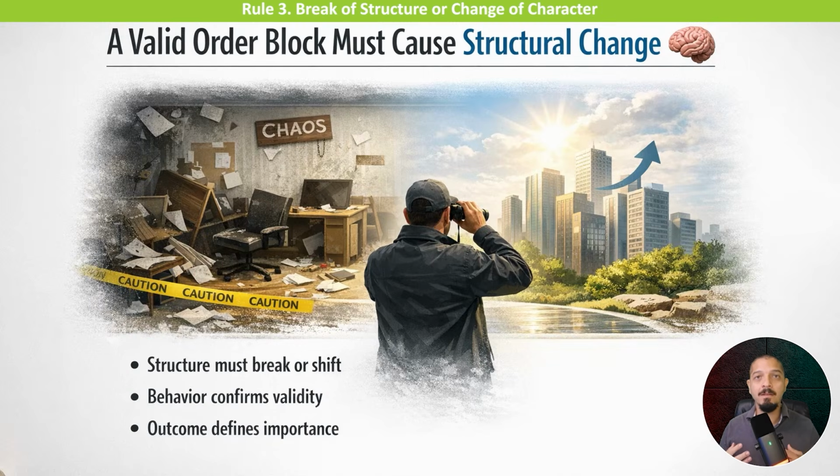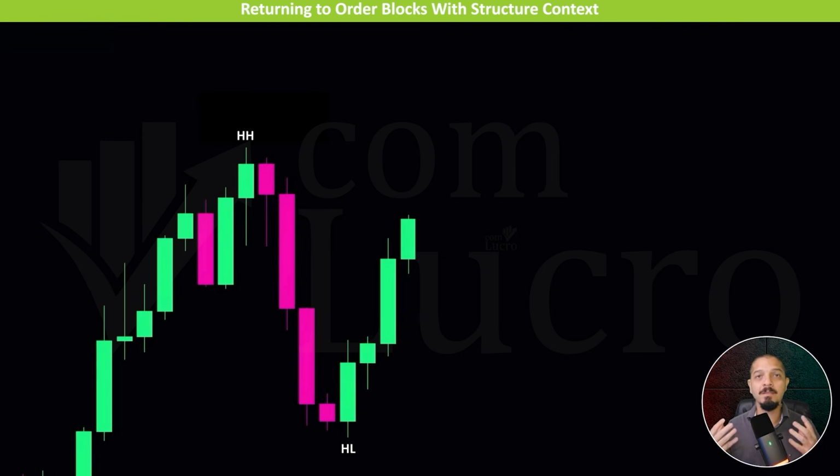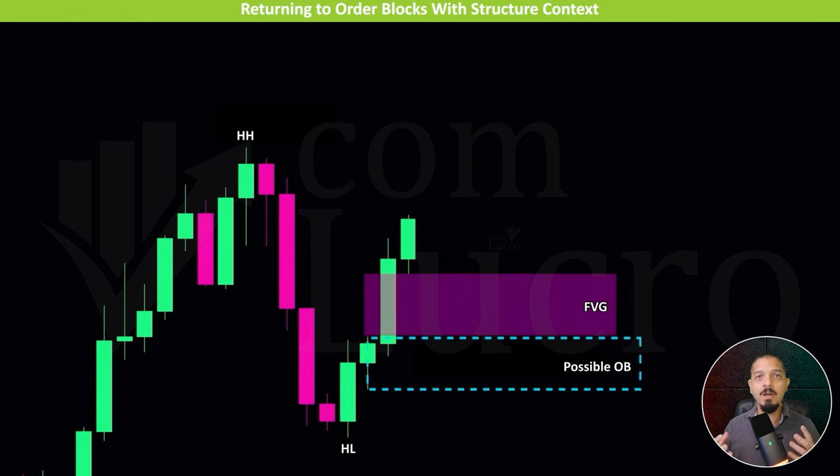The third rule, and the most important one, is that a valid order block must lead to either a break of structure or a change of character after it forms. To see how this works in practice, let us look at an example. In this chart, price makes a strong move upward and leaves behind a gap or inefficiency, suggesting a potential order block. However, this alone is not enough to immediately draw the order block.